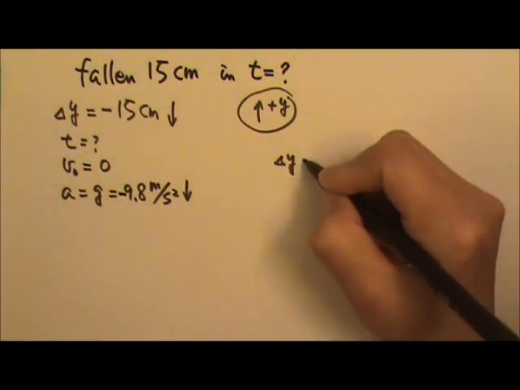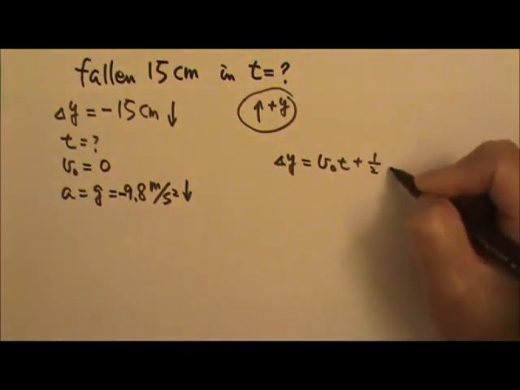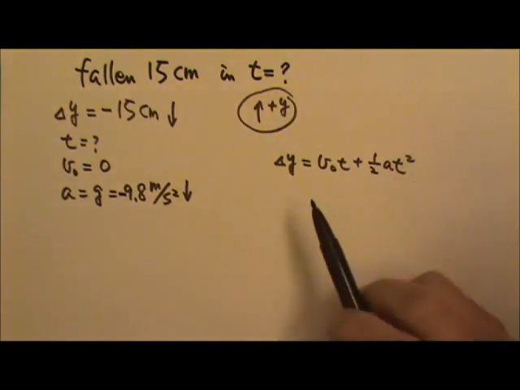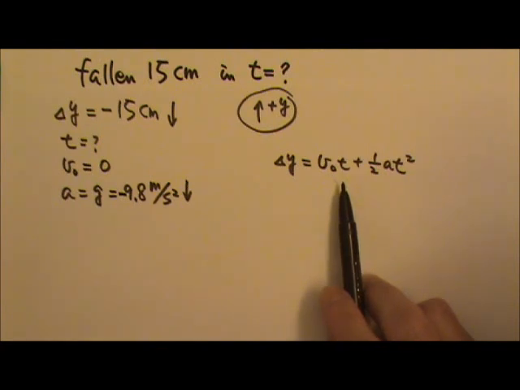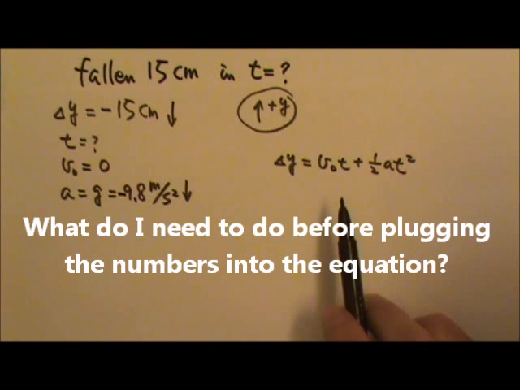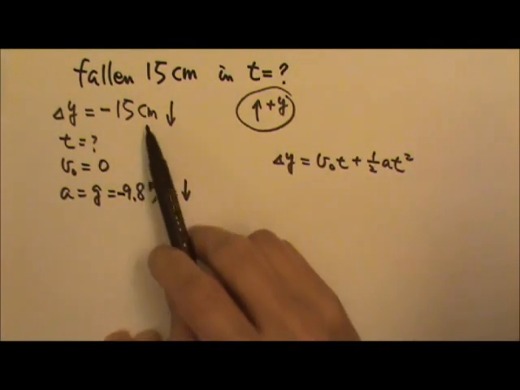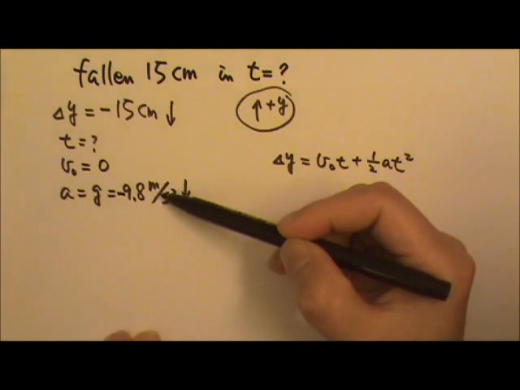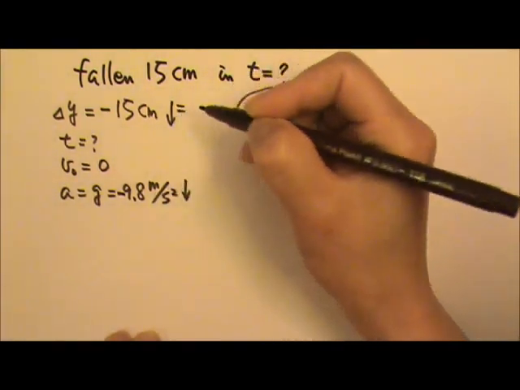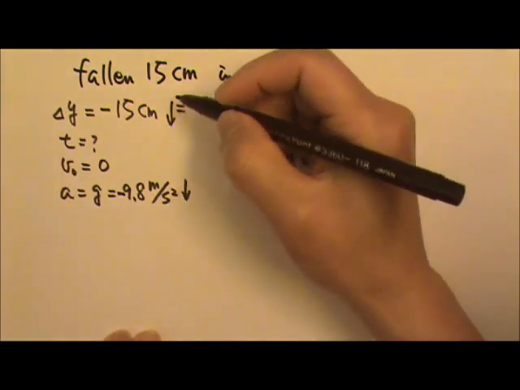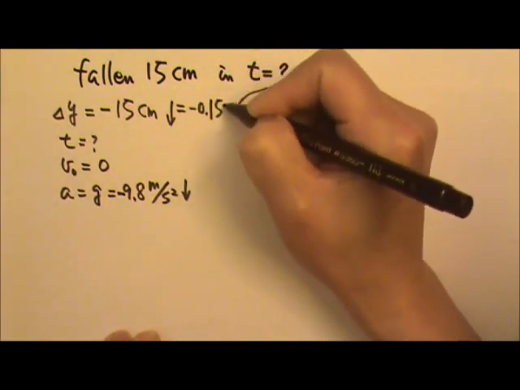So delta y equals v0 t plus 1/2 a t squared. But before I can plug these numbers in to find t, I have to take care of one more thing. Can you tell me what that is? Yes, I have to convert this centimeters to meters, because I have meters here and I have to be consistent with the units. 1 meter is 100 centimeters. So this is negative 0.15 meters.